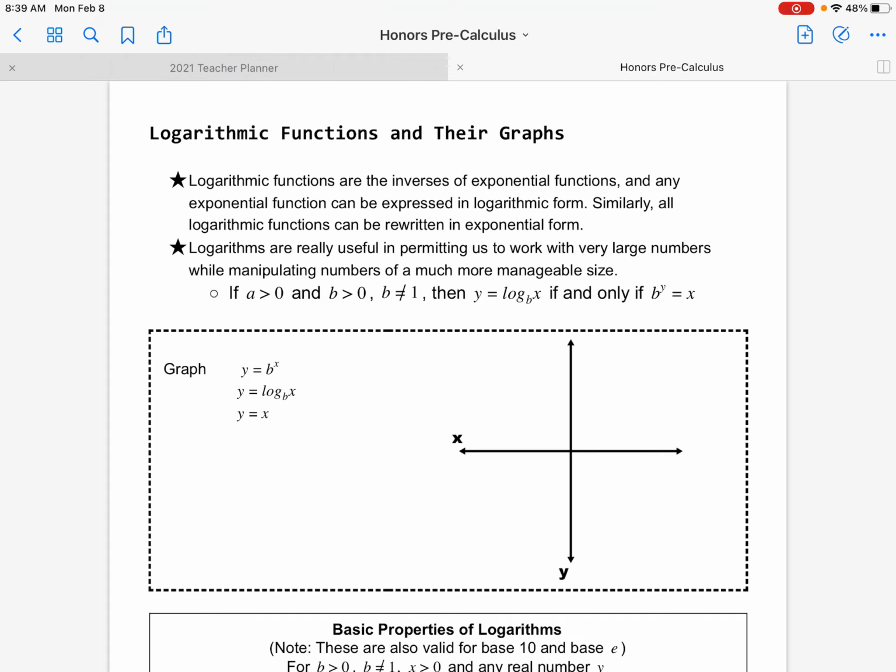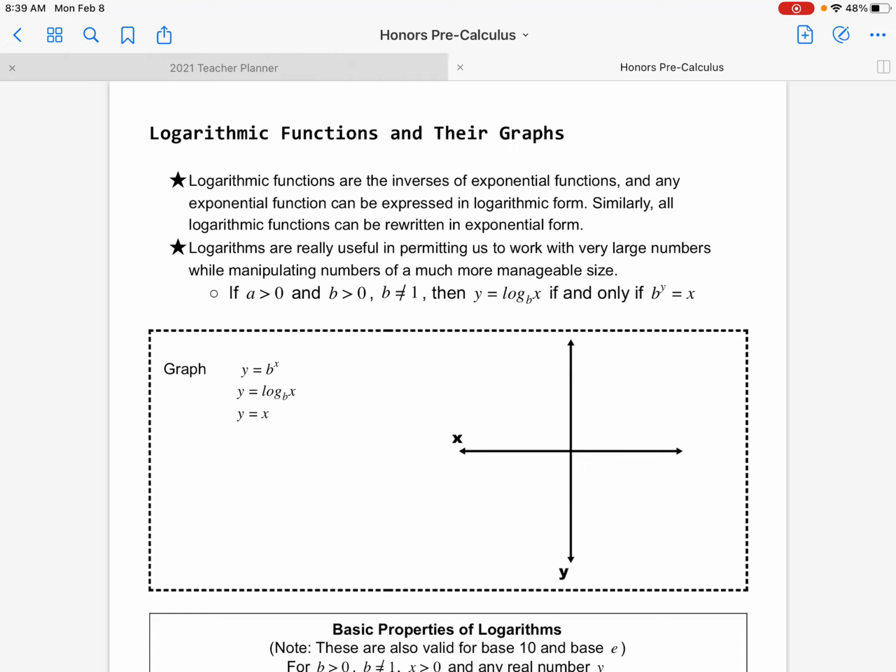All right, so for today's lesson, we're going to be doing an introduction into logarithmic functions and their graphs. A logarithmic function is an inverse of an exponential, and you can express any exponential function as a logarithmic function. Similarly, you can express any logarithmic function as an exponential function. The reason that logarithms really came about in the first place is because they're really useful in helping us to use very large numbers or very small numbers with multiple decimals and manipulate those to make them more manageable, is essentially what logarithms are for.